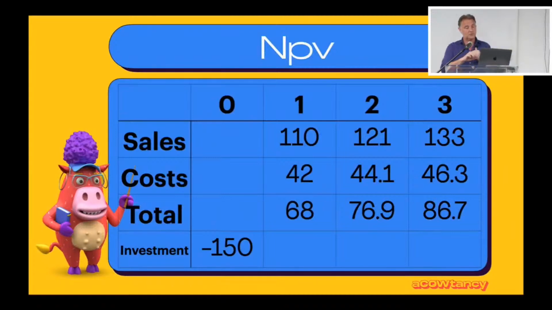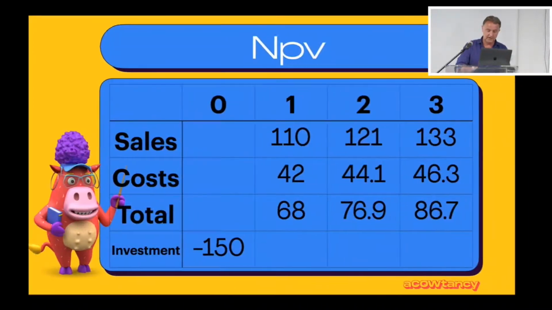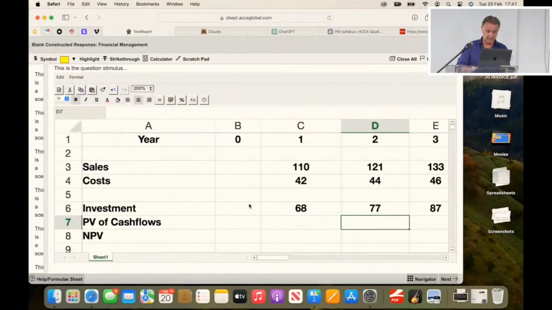So what's year one? The end of year one. So year zero is day one of year one. Year one is the end of year one. Year two? The end of year two, end of year three. So year zero is a bit odd. It's day one of year one. Right, so I'm just going to pop that into my spreadsheet here. Minus 150.